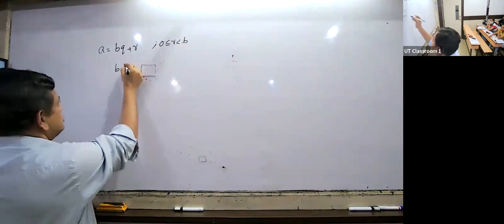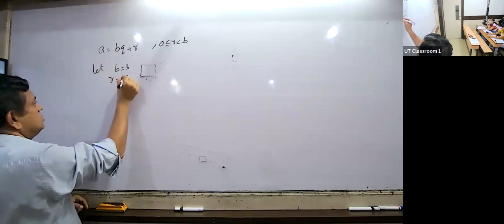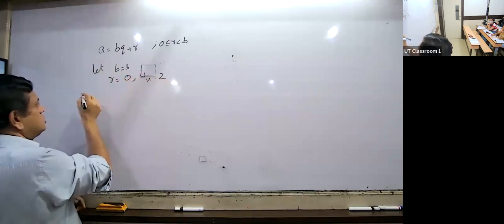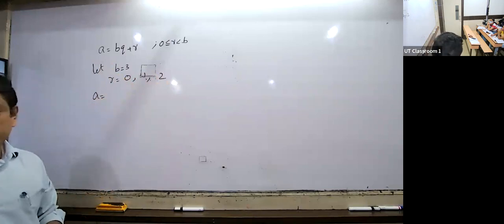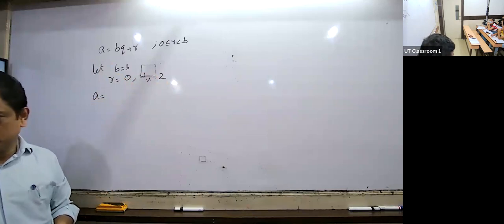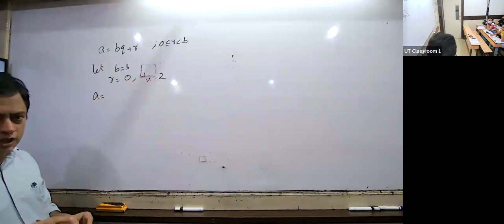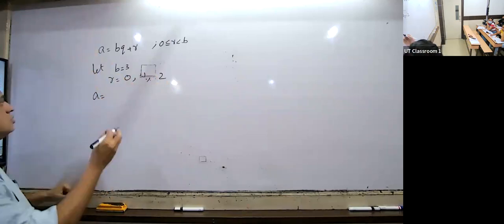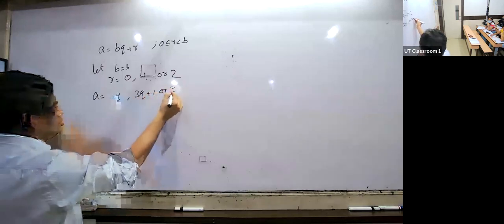So if I take B is equal to 3, then what will be the value of R? 0, 1, 2. Then what will be the value of A? A is 3Q plus R. R is given now, 3 values: 0, 1 or 2. So what is the value of A? 3Q, 3Q plus 1 or 3Q plus 2.